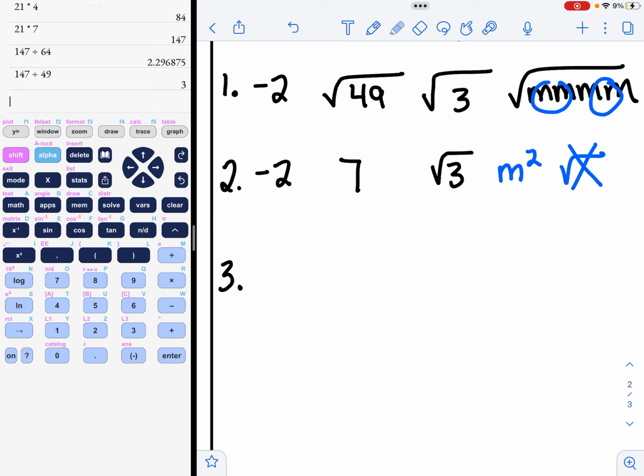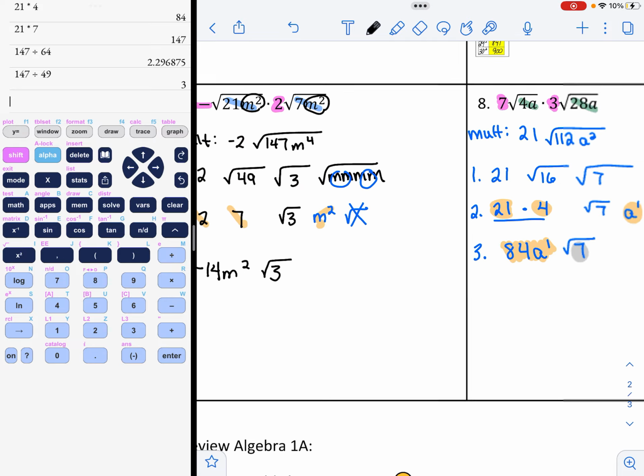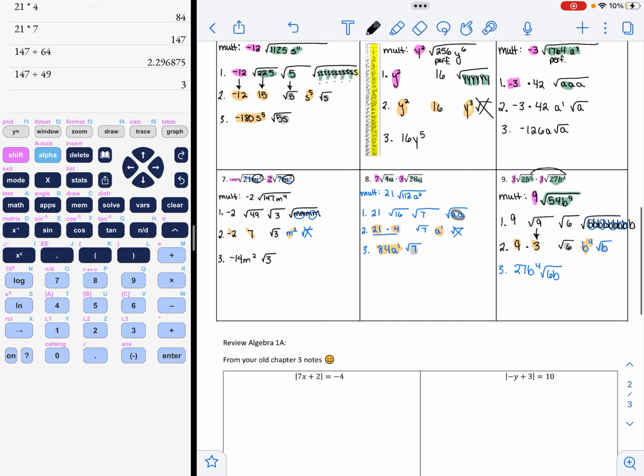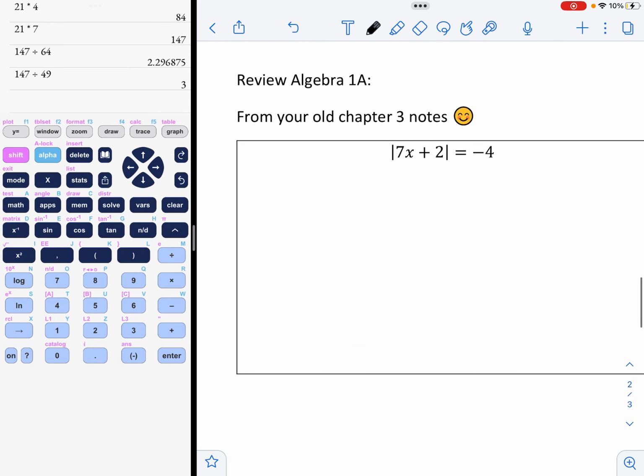Step 3. All the outside numbers are -2, 7, and the m squared. So it's -14m squared with a square root of 3. And that's the end. All right. And that's the end of that lesson. Let's take a look now at some old school stuff.